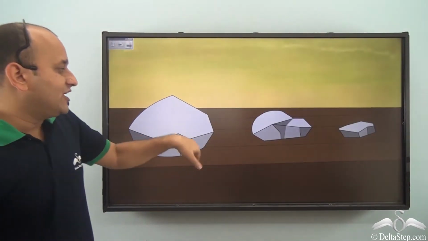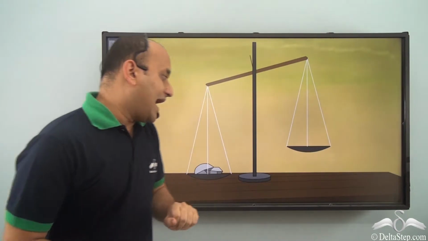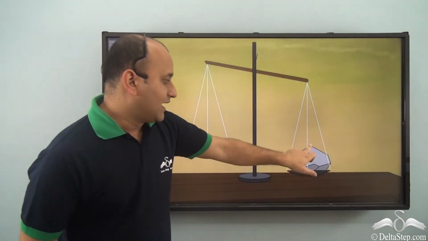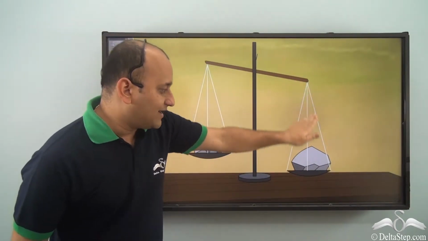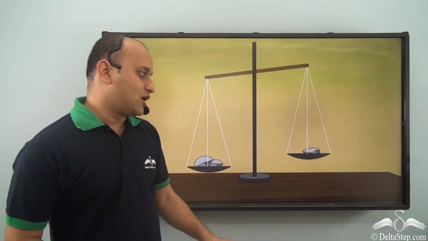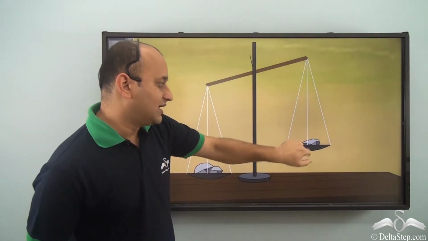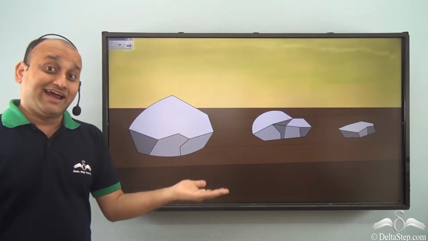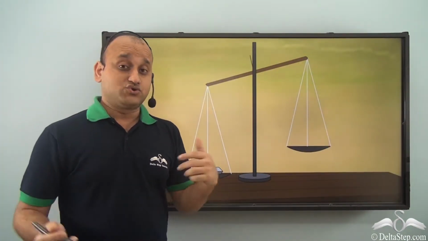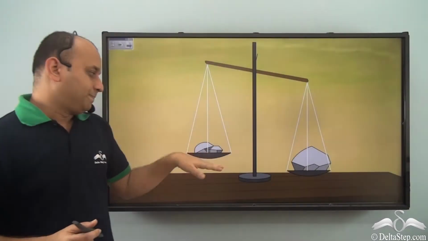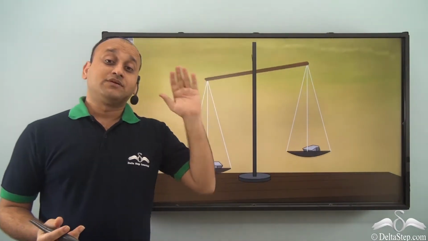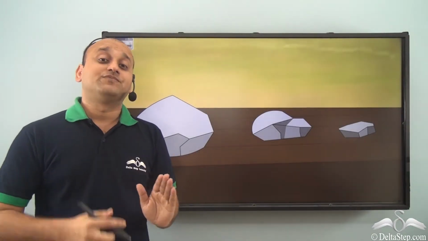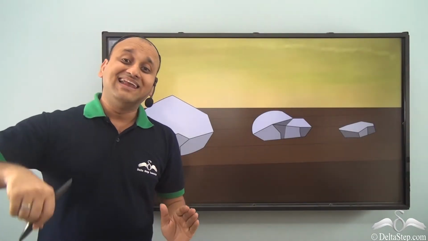Now if we have three rocks, 1, 2 and 3, and you want to compare them, well, place the first rock here and the second rock here, and as soon as you place them, it bent towards the first rock. So the first rock is heavier. And when you place the third rock here, it bends towards the second one. So the second one is heavier than the third one. So what do you see? Well, the first one is the heaviest, while the third one was the lightest.